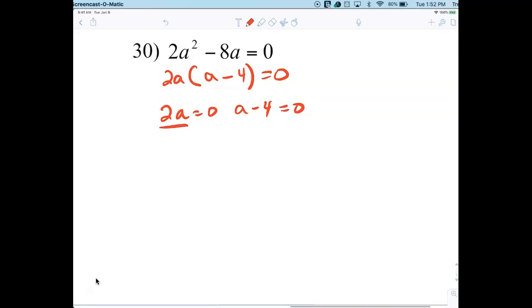So divide both sides by 2. You still get what? 0. Right? Add 4. A equals 4. Everybody okay with that?